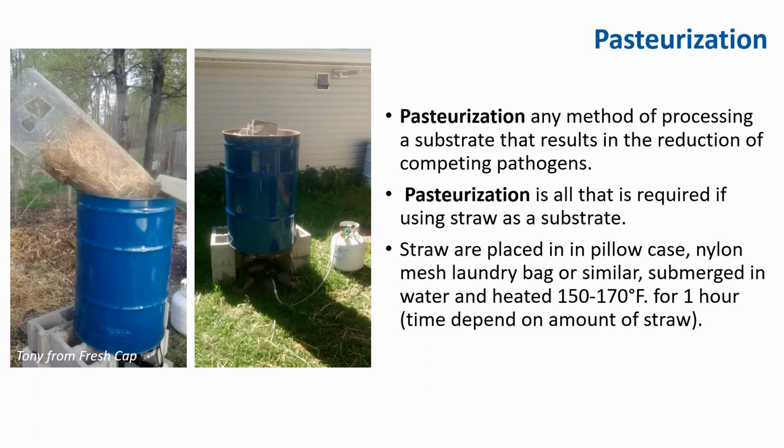Straw should be pasteurized at between 150 to 170 Fahrenheit for 1 hour. One way to do this is to use a propane burner and a large 55-gallon drum to create a hot water bath.